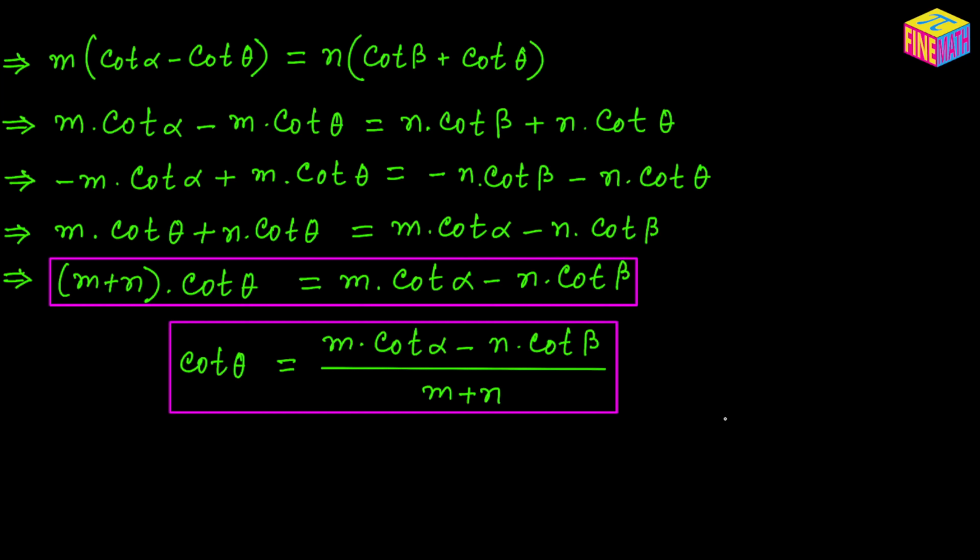Next we are going to prove the next formula, which is m plus n times cotangent of theta is equal to n times cotangent of B minus m times cotangent of C. So let's do that proof.